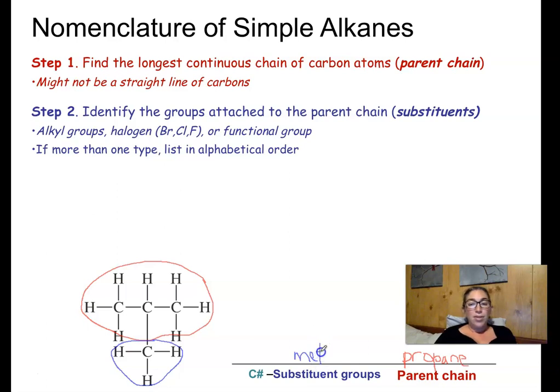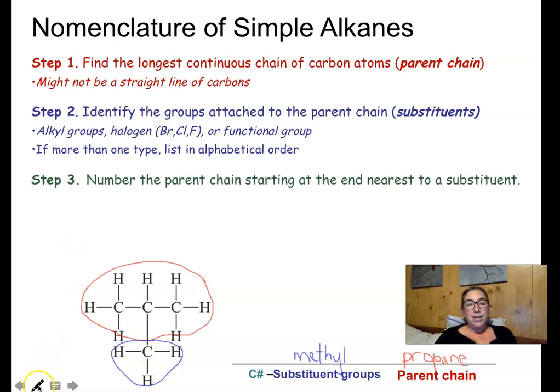The other groups that you might see sometimes besides carbon or alkyl groups are a halogen, like a bromine or a chlorine or a fluorine. In that case, we just call it bromo, chloro, and fluoro, as the name of the substituent there. If there's more than one type of substituent, we are going to put them both there, and we'll put them in alphabetical order. But in this example, we just have the one.